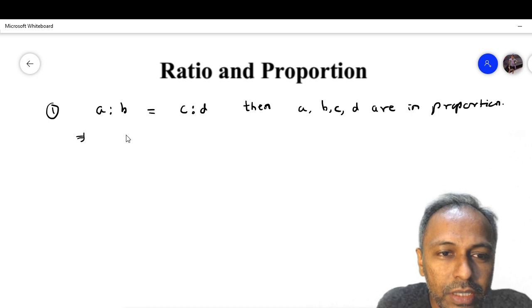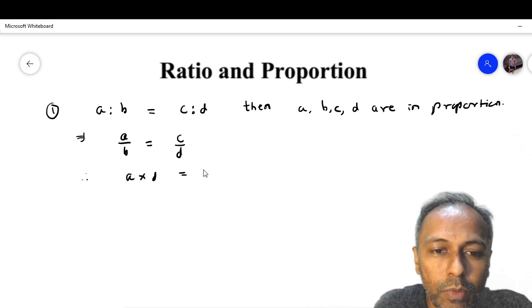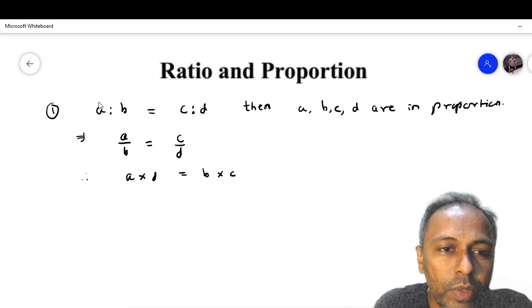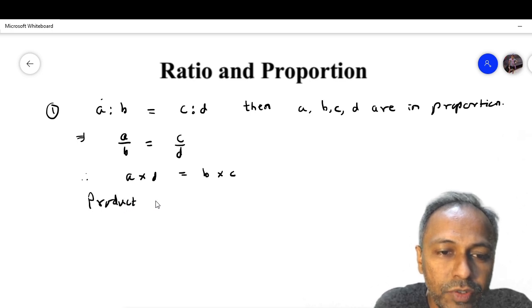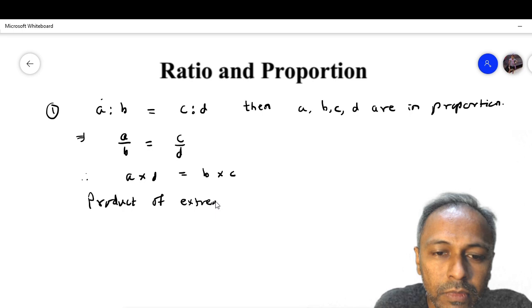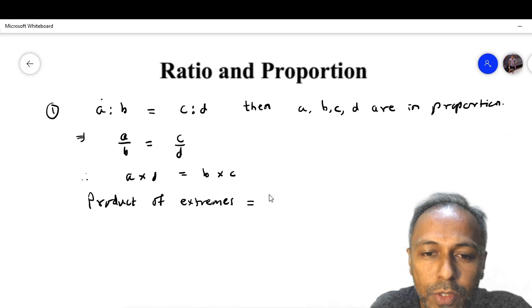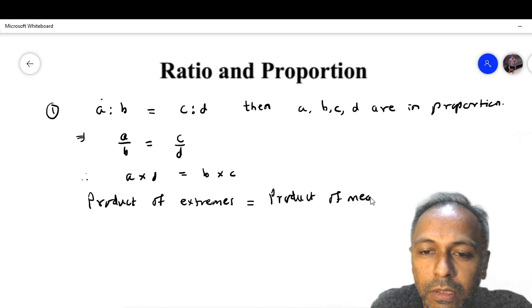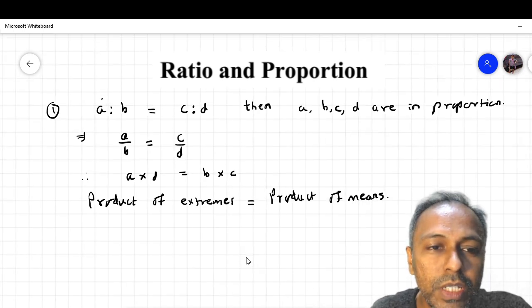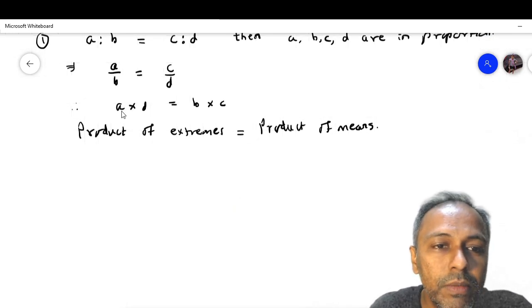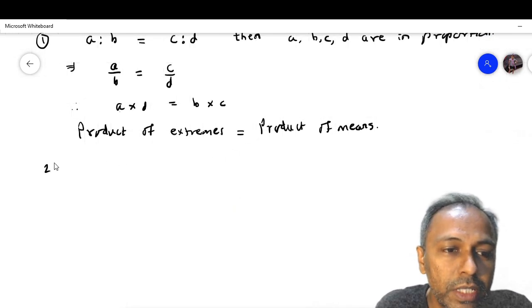This leads to an implication that if we write this as A upon B is equal to C upon D, therefore A into D will become equal to B into C. Now A and D are extreme terms, so this can also be written as product of extremes is equal to product of means, where B and C are called middle terms, or means. So if A upon B is equal to C upon D, then we can always conclude product of extremes is equal to product of means.